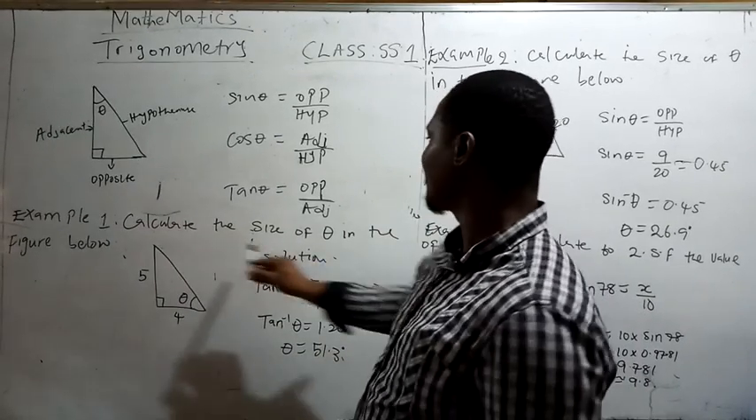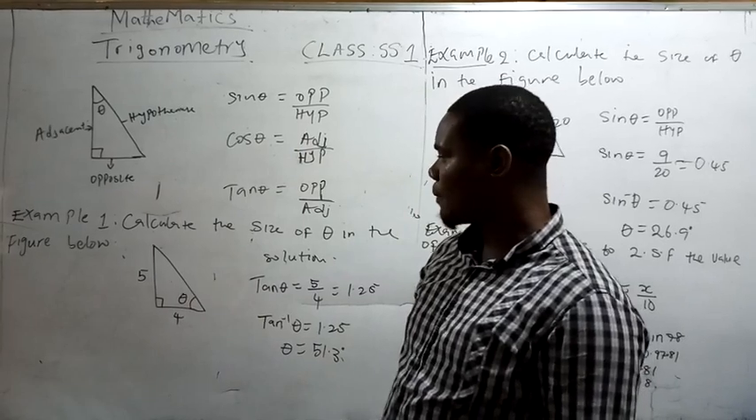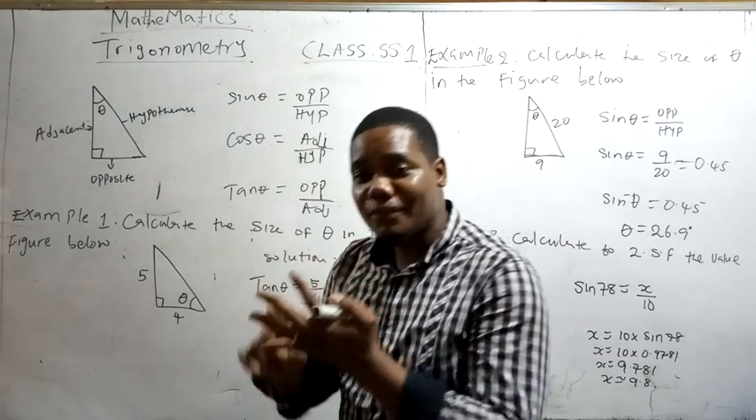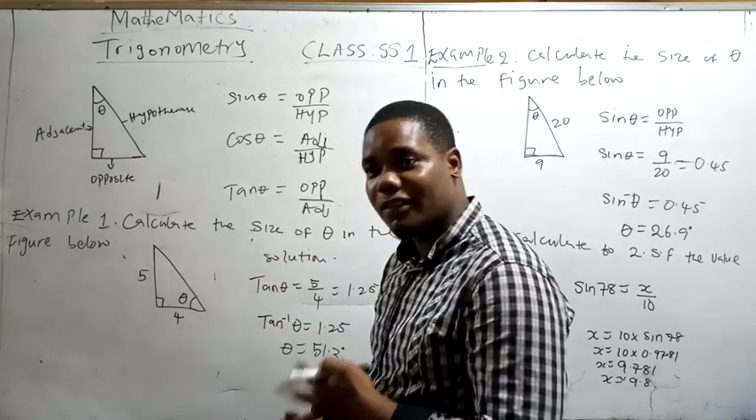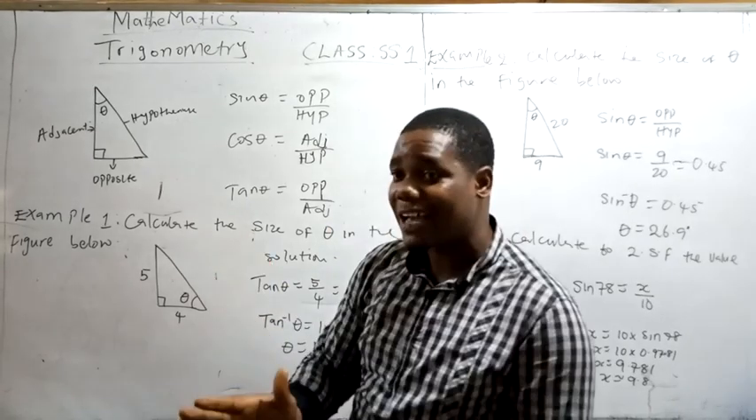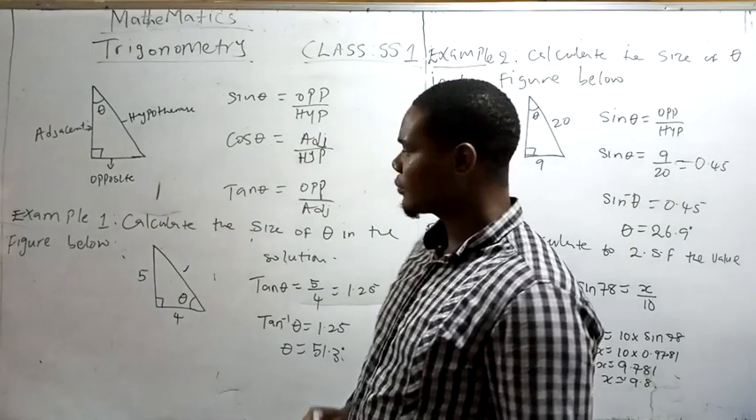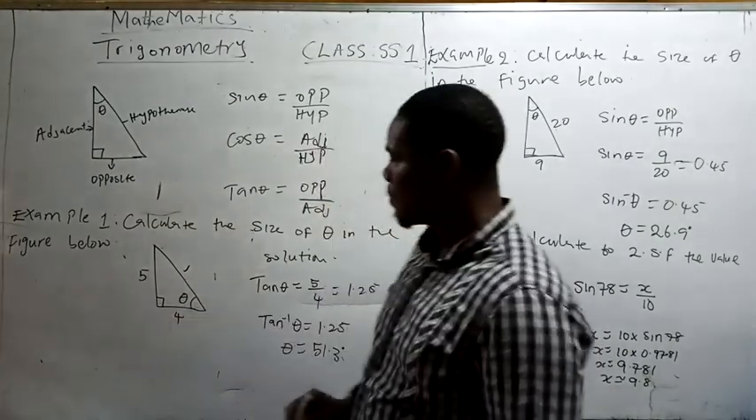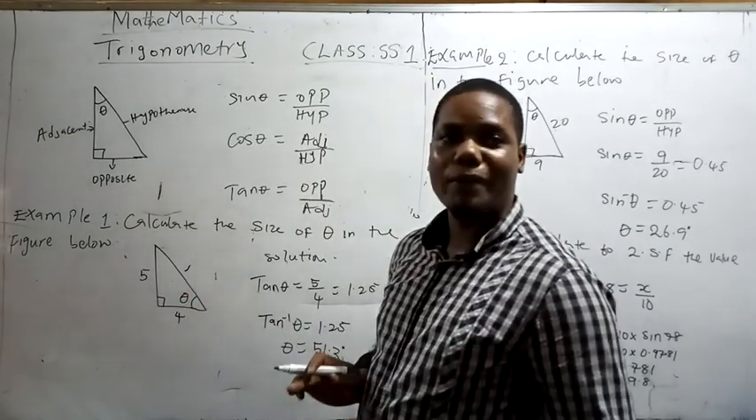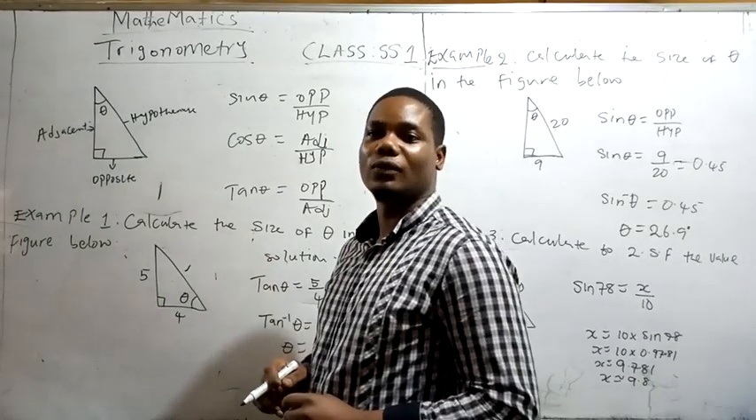Example 1 says, calculate the size of theta in the figure below. We have a right angle triangle. When you are given this type of question, the first thing you identify is where is my hypotenuse, where is my opposite, and where is my adjacent. The longest side, the side facing the right angle, is always your hypotenuse. This is your hypotenuse. The side facing the angle, if you observe now, 5 is facing theta. So 5 becomes my opposite. Then 4 becomes the adjacent.